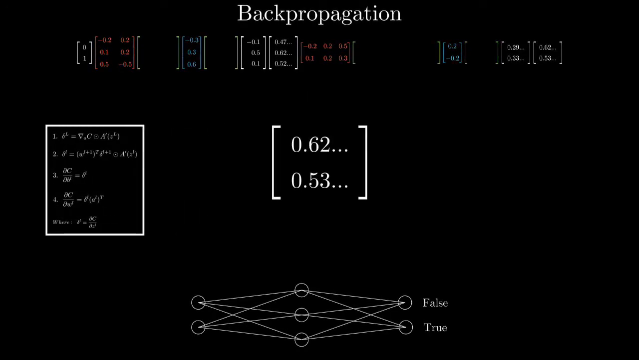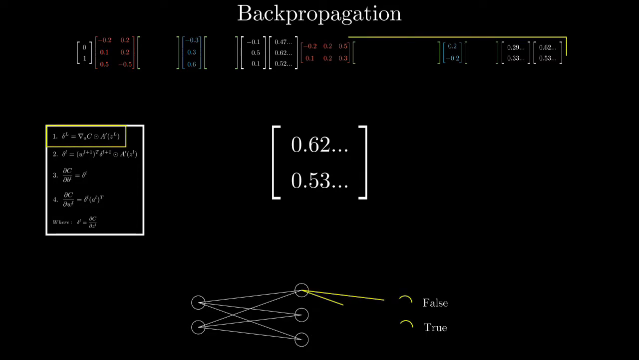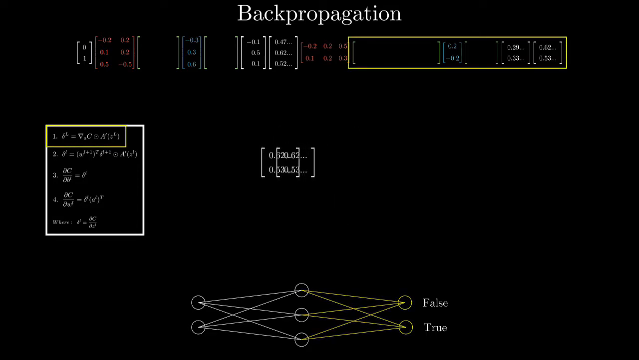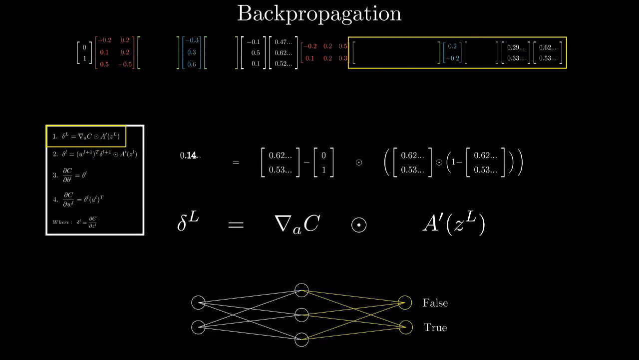We start off where we left off last video. Importantly, we have calculated our Z and A values for our neurons. To begin backpropagation, we initially use our first equation to calculate the error of our output neurons, how wrong they are. The first part of our equation, nabla_A C, is the derivative of our cost function.